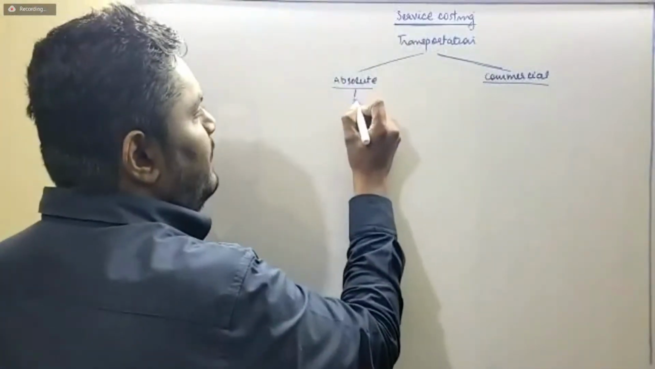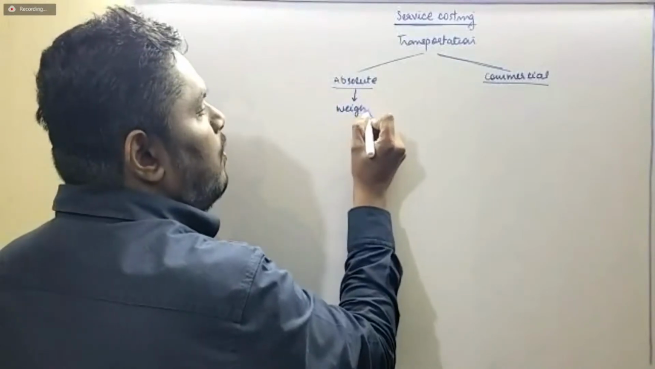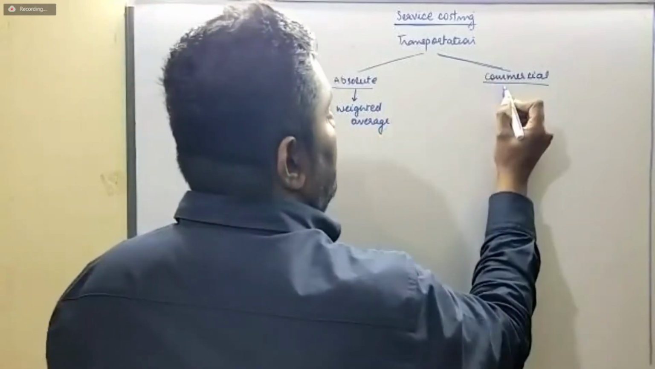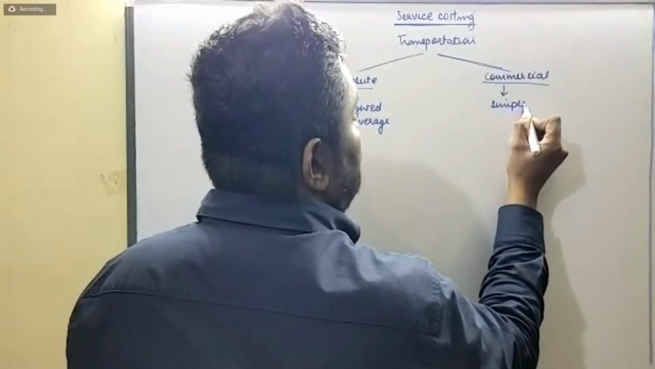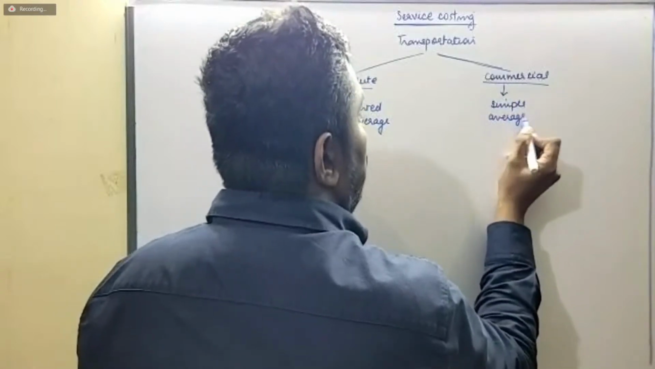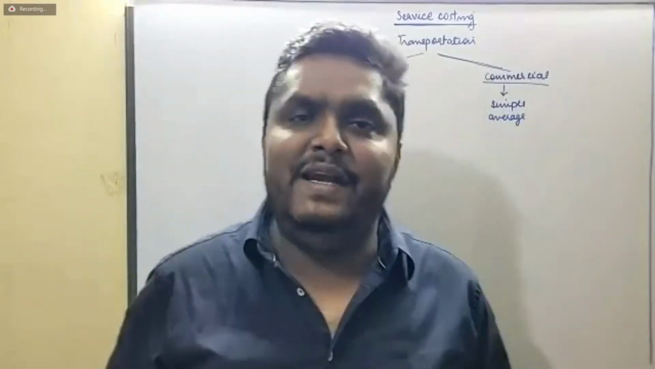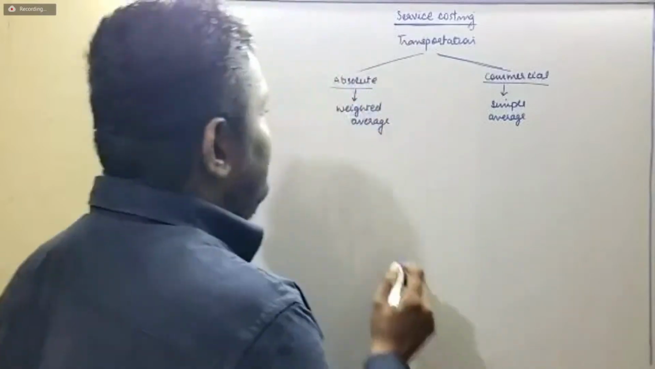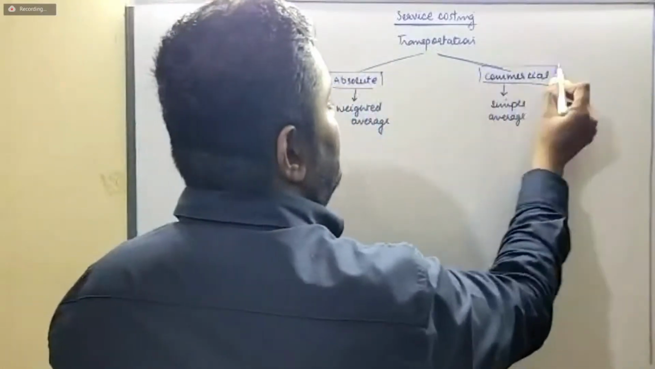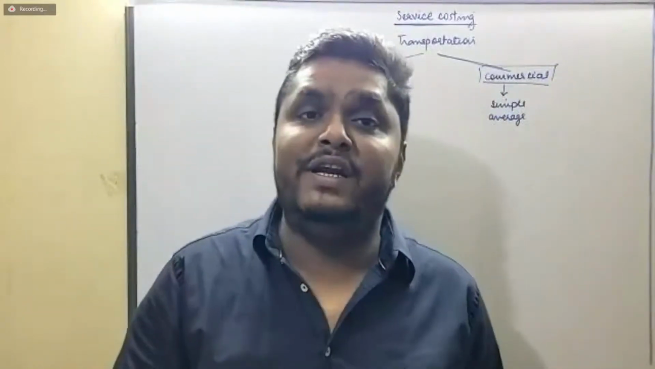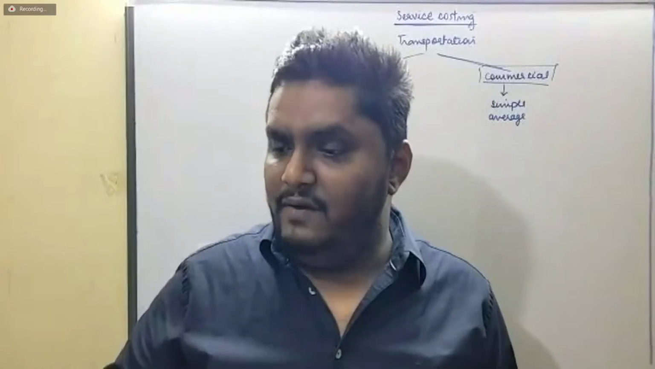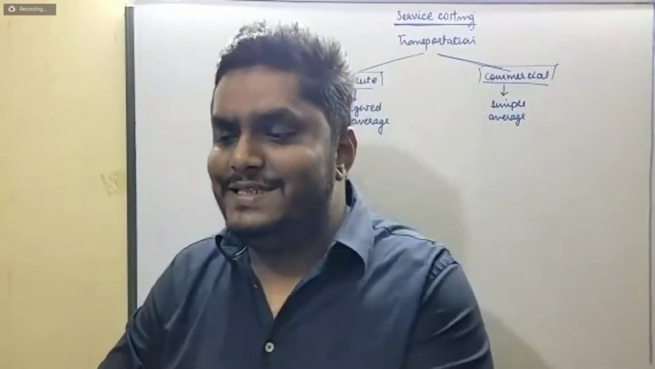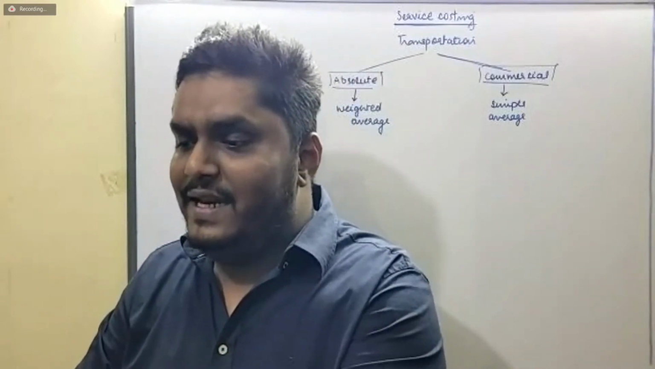When talking about absolute approach, it uses weighted average approach and it uses simple average approach. So specifically in transportation industry, the composite unit can be calculated by any of the two methods. The first one is absolute and second one is commercial. When talking about absolute, it uses the weighted average method, and when talking about commercial, it uses the simple average method.